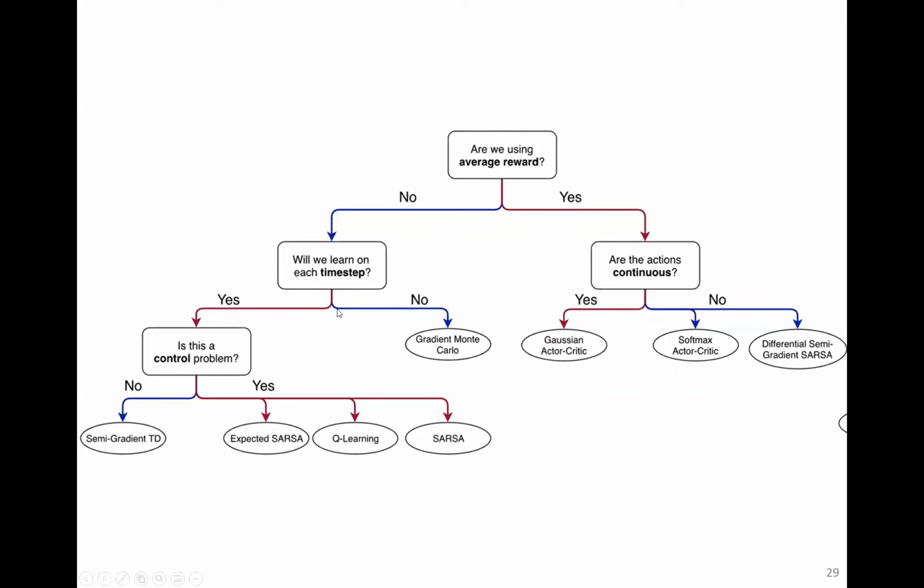Then, if you're learning per episode, you use gradient Monte Carlo. If it's learning per time step, and it's not a control problem, so you're doing policy evaluation, use semi-gradient TD. If it's a control problem, you use SARSA, Q-learning or expected SARSA.